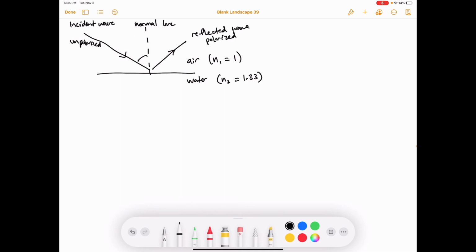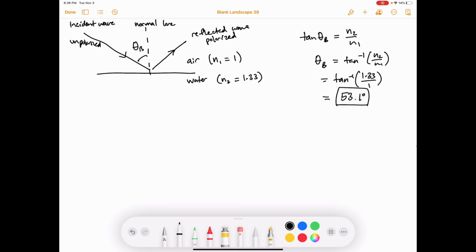So the angle of incidence that we need to make this work is Brewster's angle, theta b, where tangent theta b is equal to n2 over n1. So theta b is equal to inverse tangent of n2 over n1, which is the inverse tangent of 1.33 divided by 1. So if you punch that into your calculator, you'll get about 53.1 degrees. Okay, so that's Brewster's angle for a light wave traveling from air and then reflecting off water.